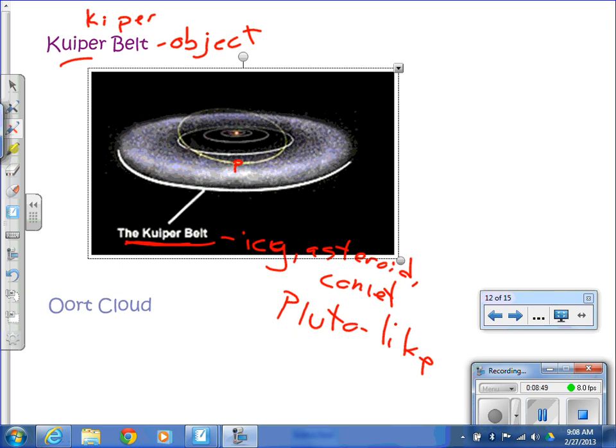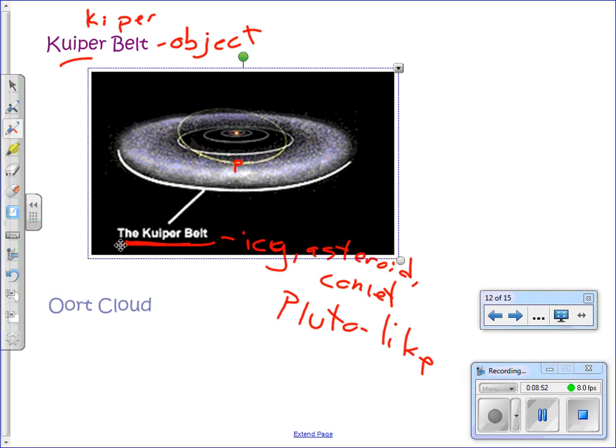So outside the orbit of Pluto lies something called the Kuiper Belt, pronounced Kuiper, and there are many icy asteroid and comet or Pluto-like things. Some of them are bigger than Pluto, some of them are smaller than Pluto, but this is actually what started the whole thing of Pluto being demoted as a planet, because there are so many other things out here that are very much like Pluto. And so if we accept Pluto, then we have to accept all the other things we find as well.